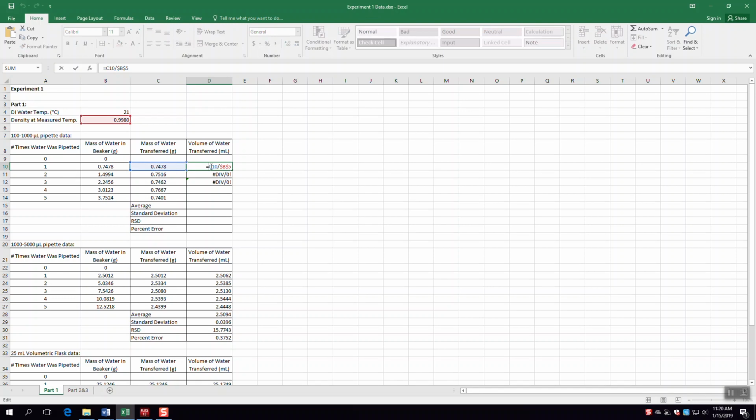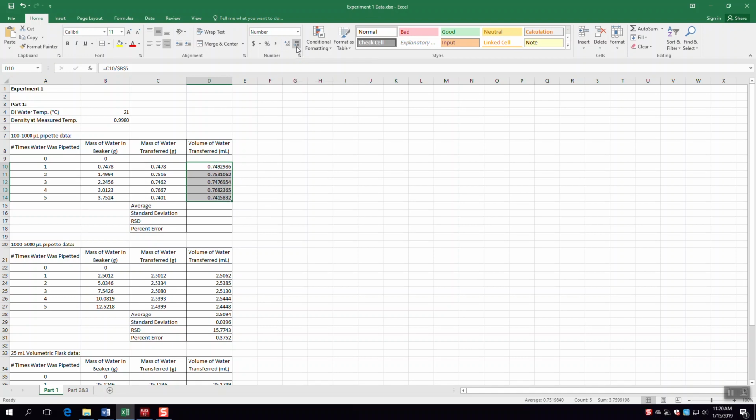Now, of course, we don't have this many sig figs, so we're going to change that by coming up here to the number, and we're going to use decrease decimal, the function in Excel which will show fewer decimal places, and we'll go down to 4 decimal points, which is what we can measure using the balances in our lab. Next, we need to calculate our values that Colin went over with you at the beginning of the video. We need to find the average, the standard deviation, the RSD, and the percent error.